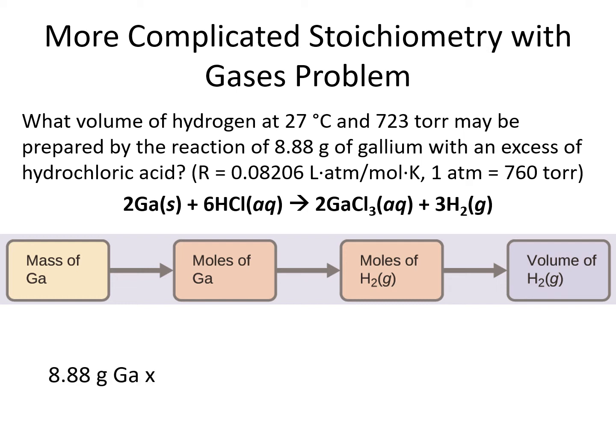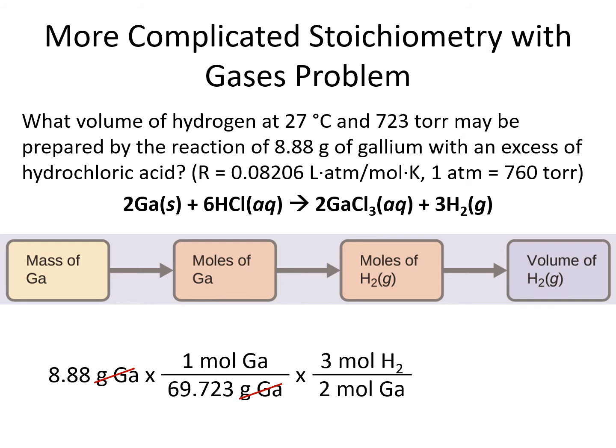We start with the 8.88 grams of gallium that were given in the problem and convert it to moles by dividing by the molar mass of gallium, which is 69.723 grams per mole. Then we go from moles of gallium to moles of hydrogen using our coefficients. Moles of gallium goes on the bottom to cancel out, and it has a 2 next to it from the balanced chemical equation. Moles of hydrogen goes on the top, and there's a 3 next to it from the balanced chemical equation. We do 8.88 divided by 69.723 times 3 divided by 2, and that gives us 0.191 moles of hydrogen.